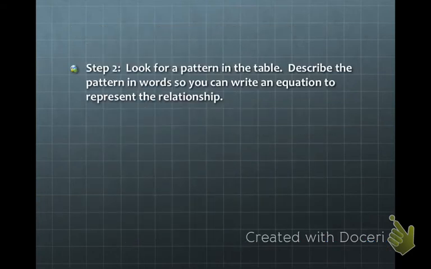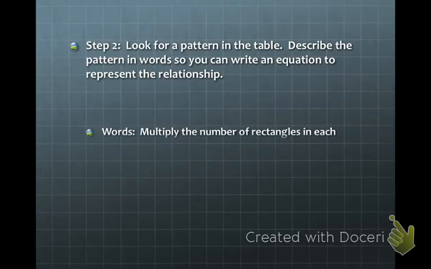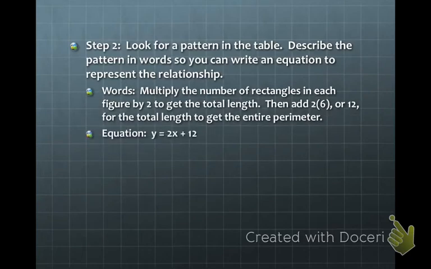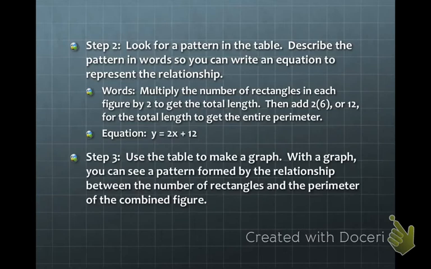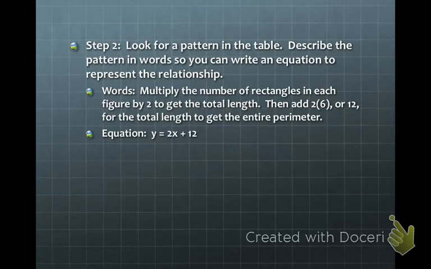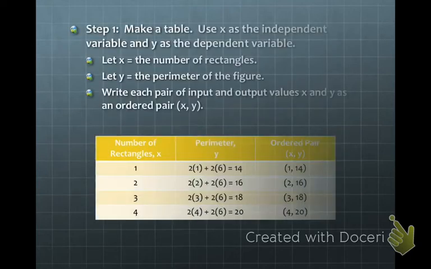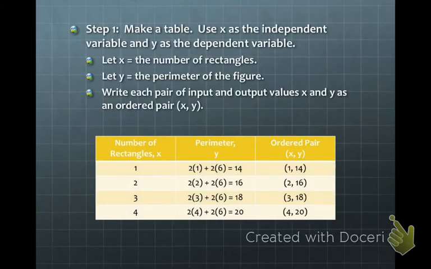Okay, and then the other 2 ways is looking for the pattern in the table, which we just did. So how we got 2x plus 12. And then making a graph. So if we make a graph, all we do is we take and we pair our input and output values. So let me pull this table back up here that we just did.